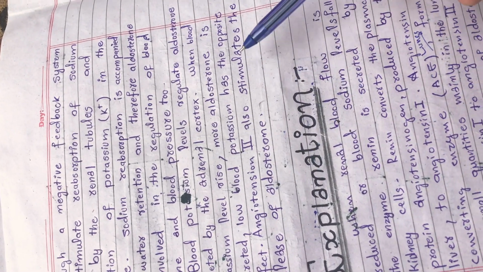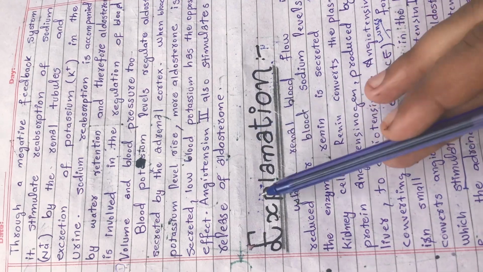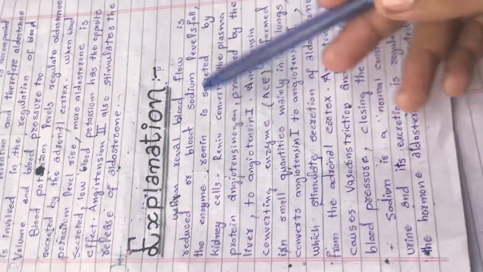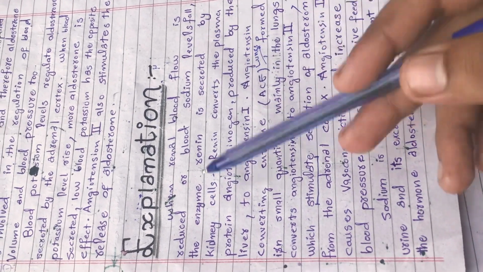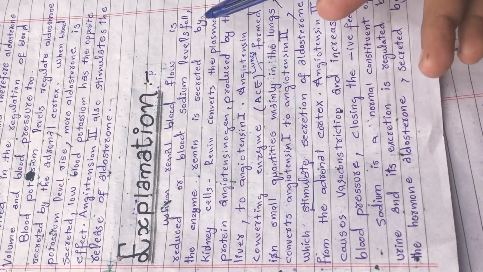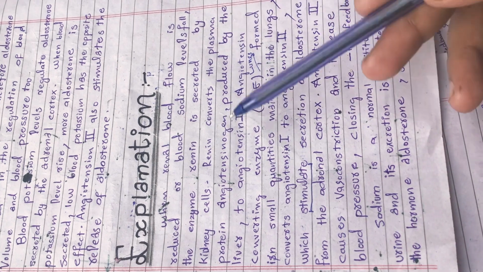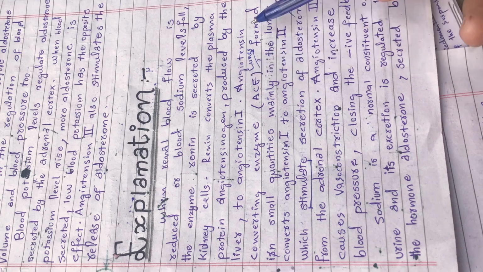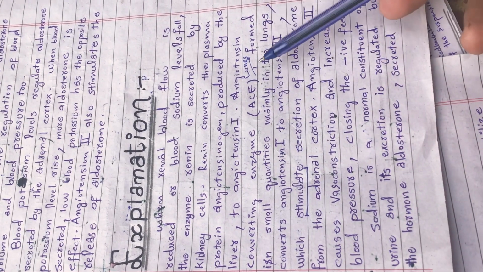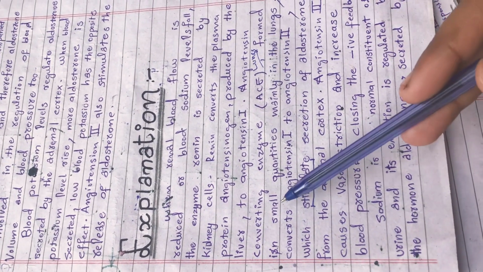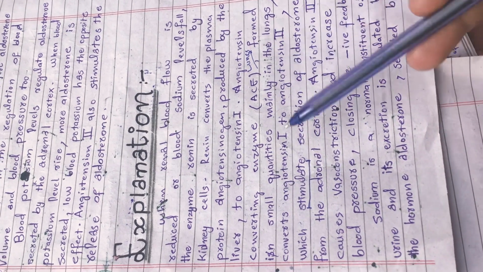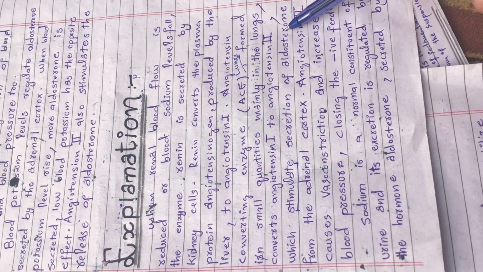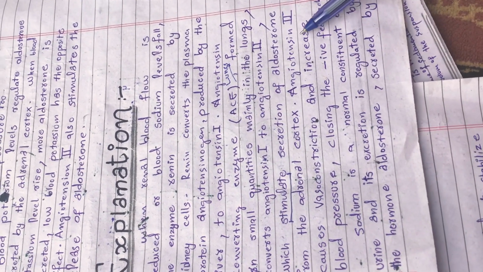Angiotensin 2 also stimulates the release of aldosterone. Explanation: when renal blood flow is reduced or blood sodium level falls, the enzyme renin is secreted by kidney cells. Renin converts the plasma protein angiotensinogen, produced by the liver, to angiotensin 1. Angiotensin converting enzyme, formed in small quantities mainly in the lungs, converts angiotensin 1 to angiotensin 2, which stimulates the secretion of aldosterone from the adrenal cortex.